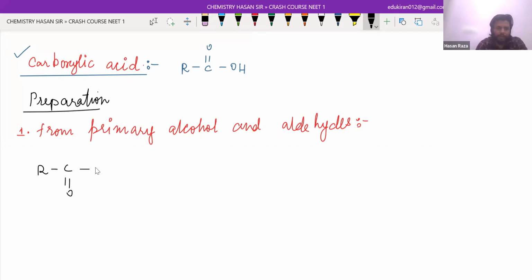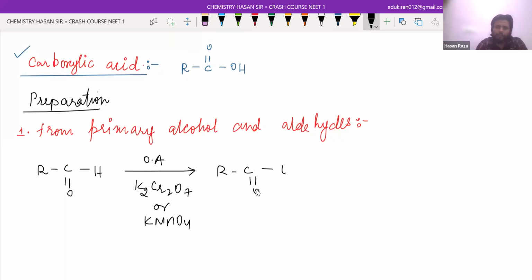You can take either a mild oxidizing agent or a strong oxidizing agent. It should be an oxidizing agent, like K2Cr2O7 or KMnO4 in acidic medium. Then this aldehyde will be oxidized to carboxylic acid.